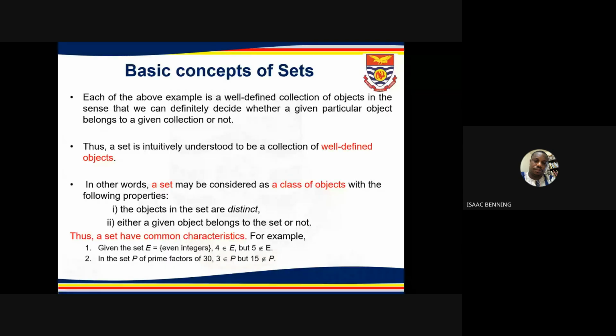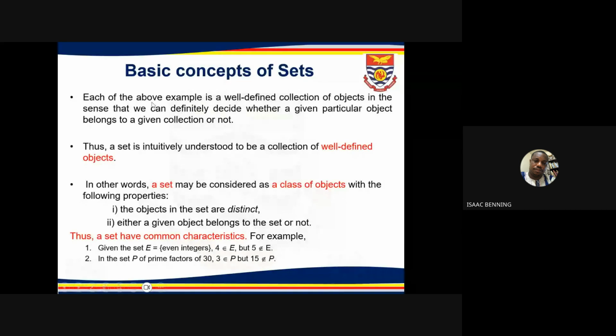So what we are trying to say here is that when we are trying to describe a set, it should be what? It should be well defined. It should be distinct. And also, the objects should belong to one kind.